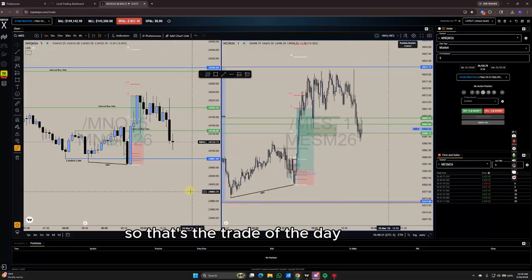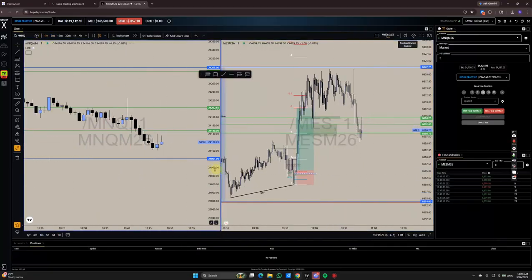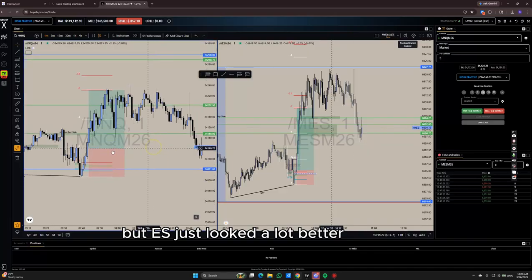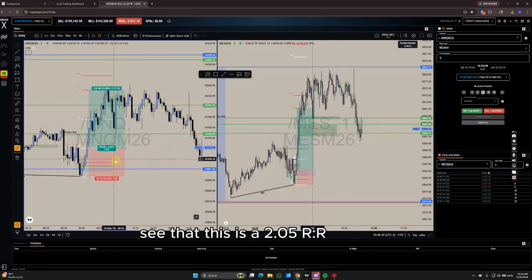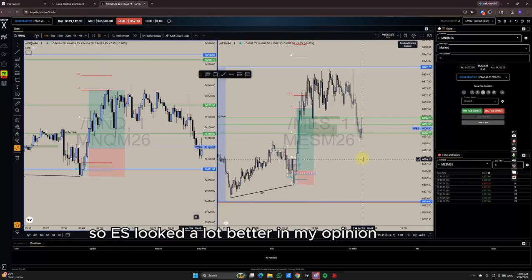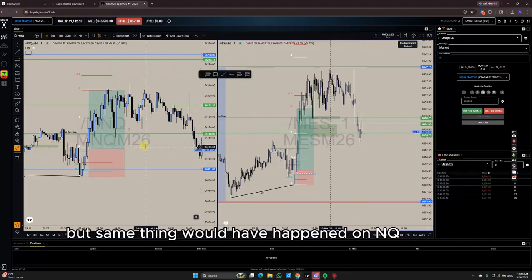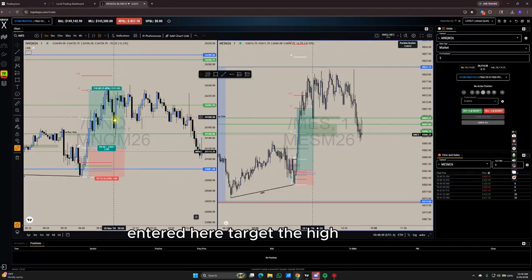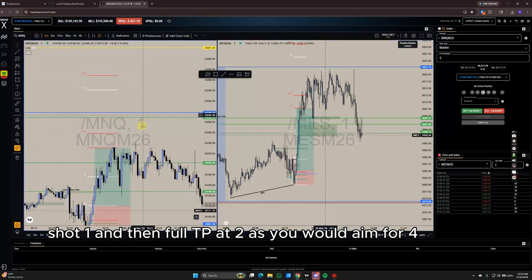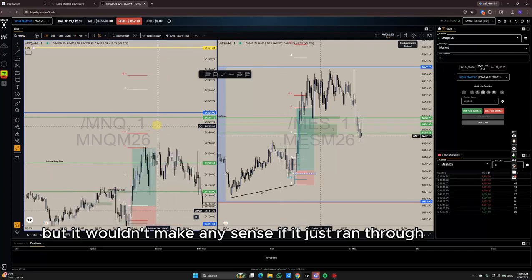So that was the trade of the day. Basically, I could have taken the same trade on NQ, but ES just looked a lot better. See that? And this is a 2.5 risk. This is a 4 point something risk right here. So ES looked a lot better in my opinion, so I took the trade on ES, but the same thing would have happened on NQ. Entered here, target the highs, took a partial at 1, and then full TP at 2, because you would aim for 4, but it wouldn't make any sense if it just ran through.